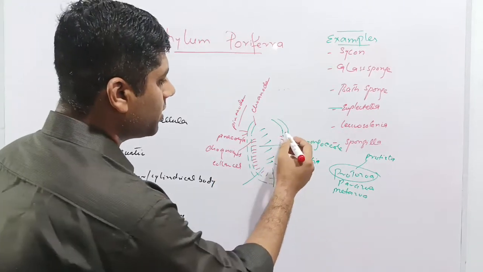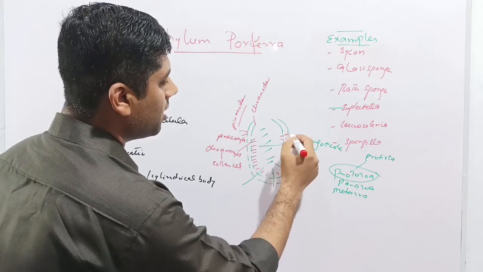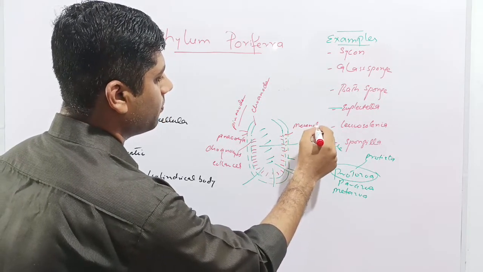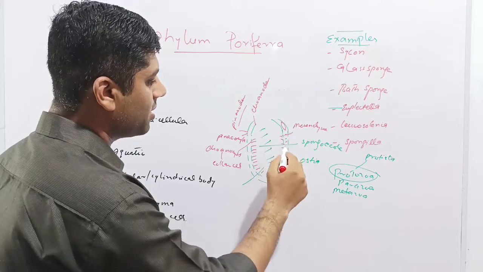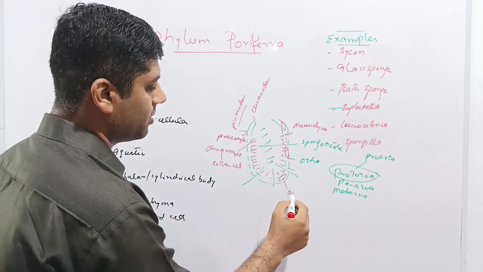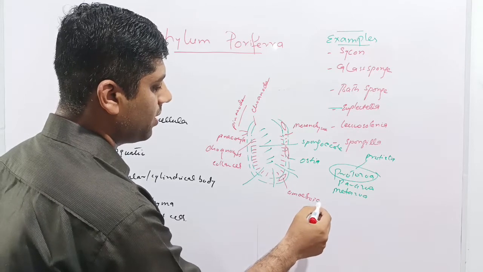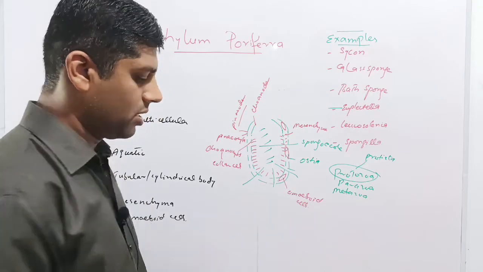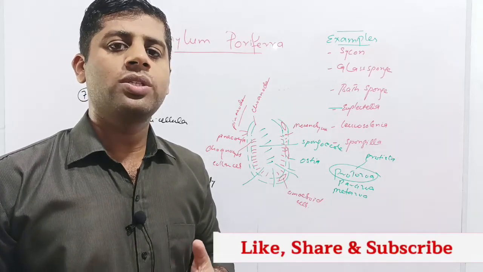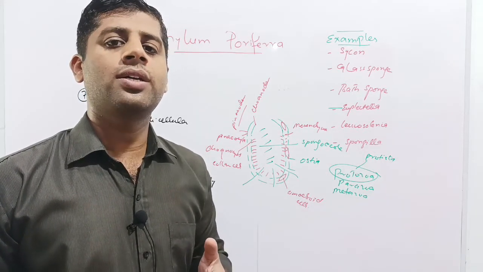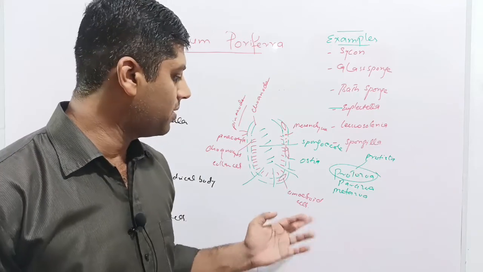In between these two layers is the mesenchyme. This layer is called mesenchyme and it contains specialized cells called amoeboid cells. The amoeboid cells perform two functions. First is the production of sperm and ova, so these are involved in sexual reproduction. And the second is a nutritive function, because these help in the digestion of food.